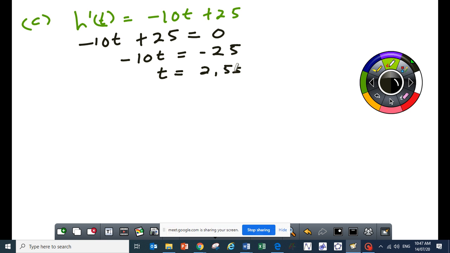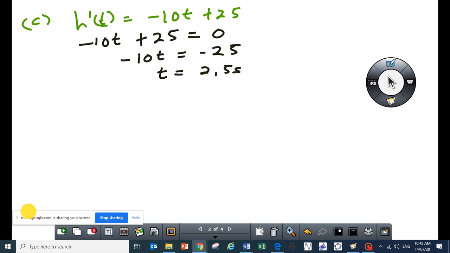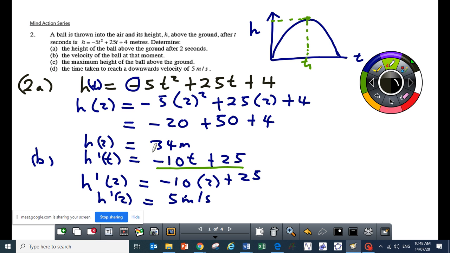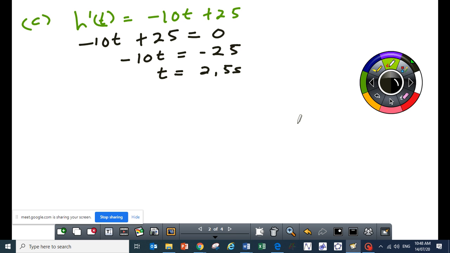Now, if you look at the answer we got in the first part of the question, that height was reached at t equal to 2 seconds. Now, that gives us a clue that our maximum height is going to be more than 34 meters, because this height is reached at 2 seconds. I'm just telling you that because it can guide you in terms of your answer.